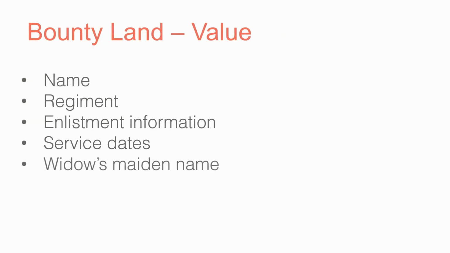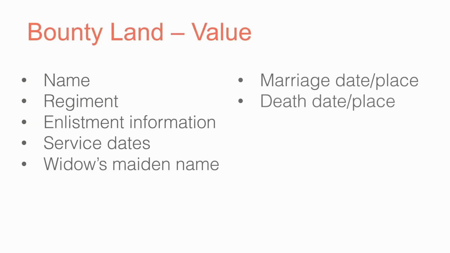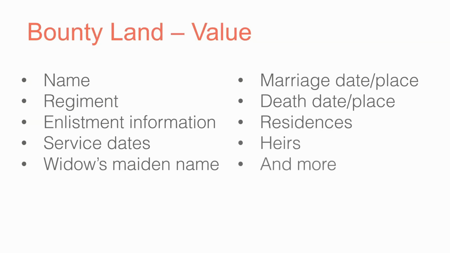You might get the widow's name, maiden name, and maybe even their marriage date or place for the couple. You can also get the death date and the death place of her husband because she wanted to show that he was deceased. And you might even get current and former residences of the soldier to help establish who they are. And since bounty land was offered to heirs of the Revolutionary War veterans, you can get some of their heirs. Again, this is the value of the bounty land warrant applications.